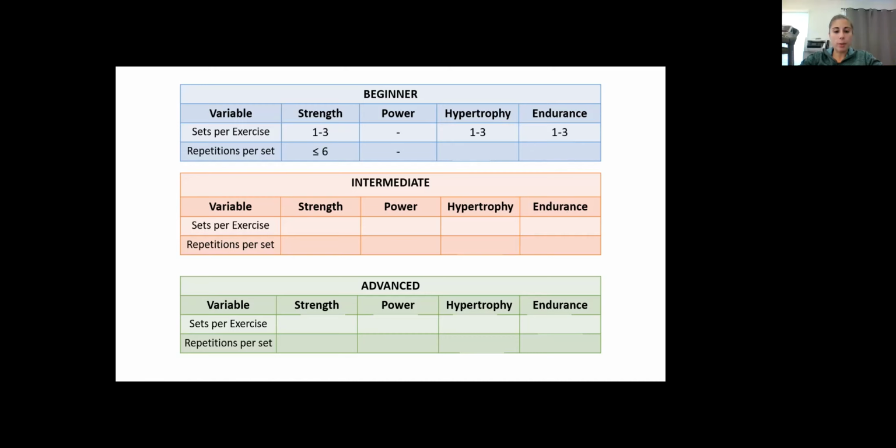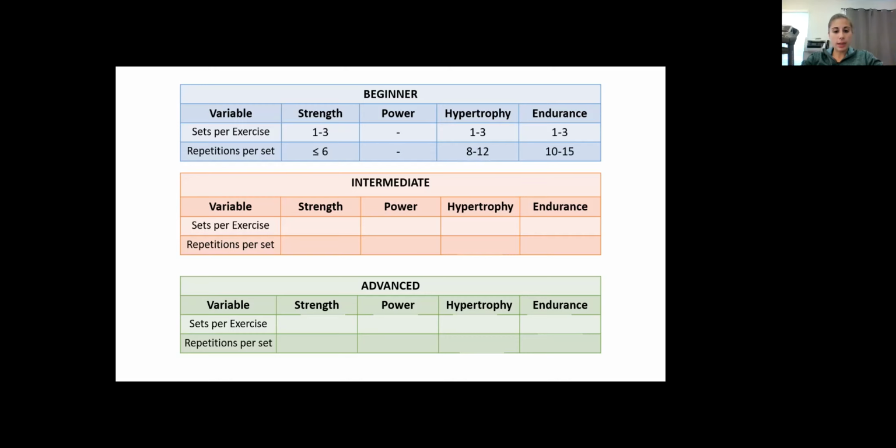What about hypertrophy then? What rep ranges would you recommend for hypertrophy? Yeah, it's 8 to 12 for a beginner. You got it. And then endurance? So again, it is 10 to 15. So you're kind of in the range. 10 to 15 is the recommendation for a beginner client for endurance. Okay.